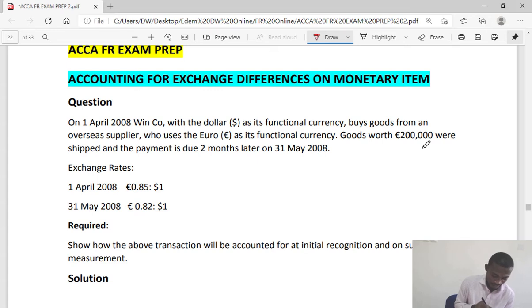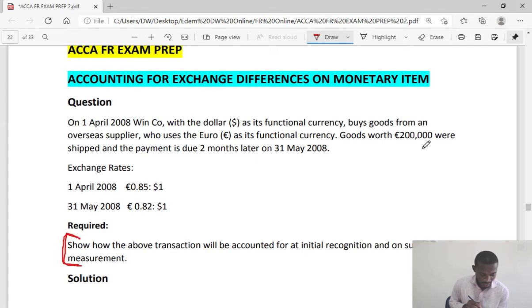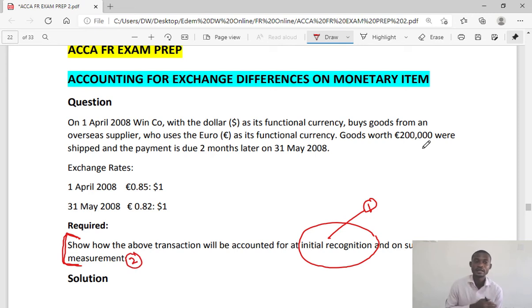It says that show how the above transaction will be accounted for at initial measurement or initial recognition and on subsequent measurement. So two things to look at: one and two. Initial measurement, subsequent measurement.